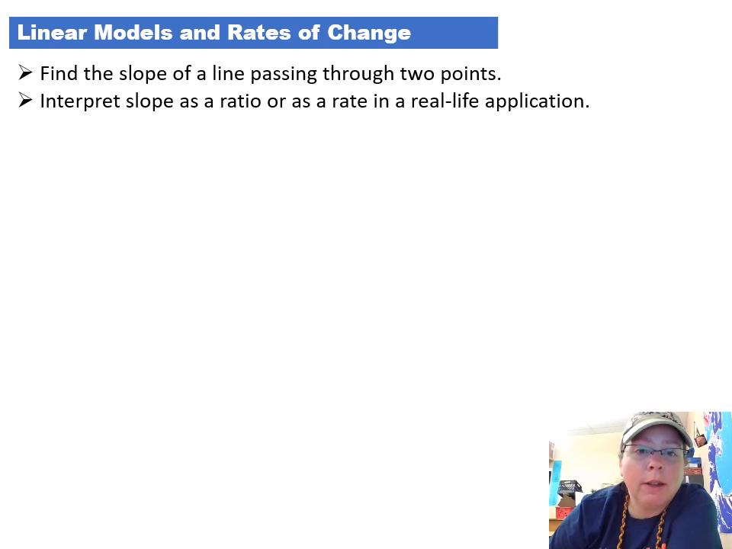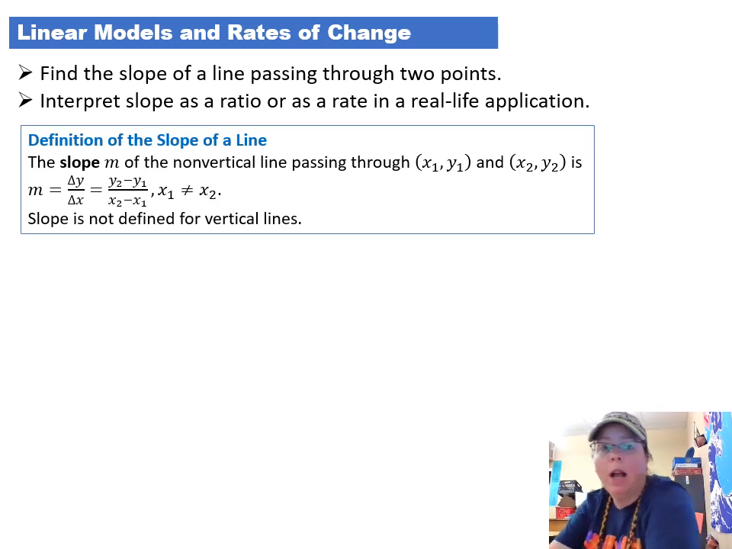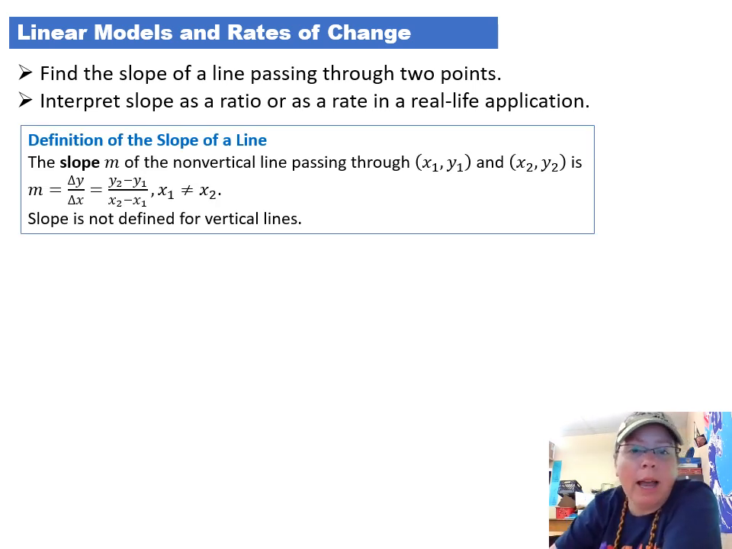So first one, find the slope of a line passing through 2 points. Interpret slope as a ratio or as a rate in a real-life application. The slope, m, of the non-vertical line passing through the 2 points (x1, y1) and (x2, y2) is m equals delta y over delta x. That triangle stands for the Greek letter delta. That's a capital delta, and that means change in y over change in x.